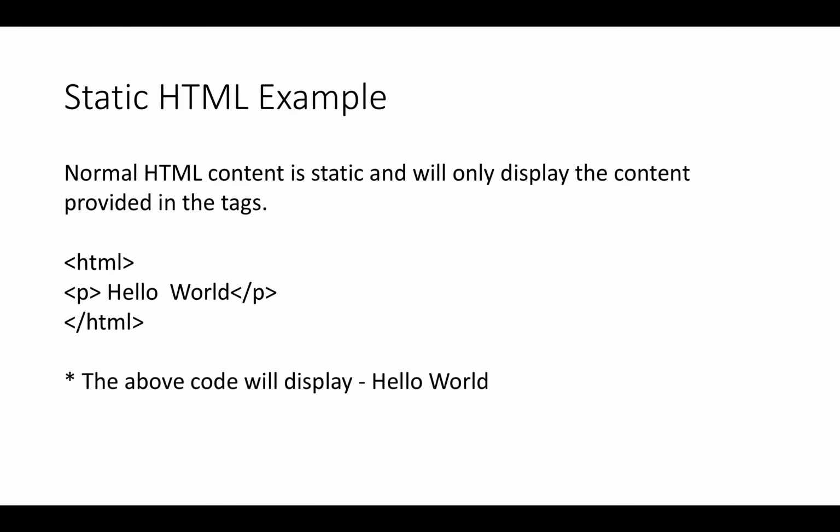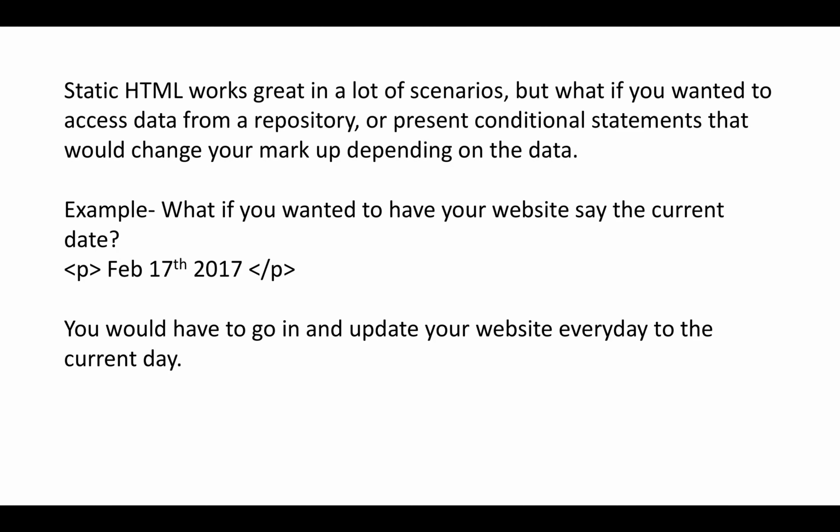Static HTML example. Normal HTML content is static and will only display the content that is provided through the tags. Given this example, HTML hello world, it's just going to show hello world. Static HTML works great in a lot of scenarios, but what if you wanted to access data from a repository or present a conditional statement that would change your markup depending on the data?